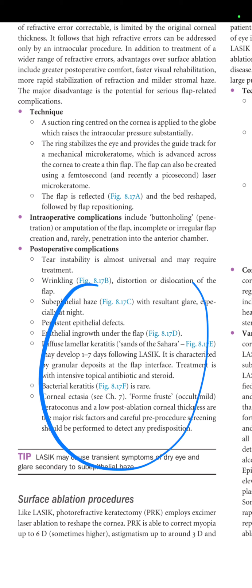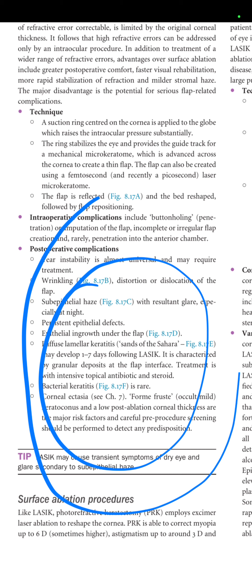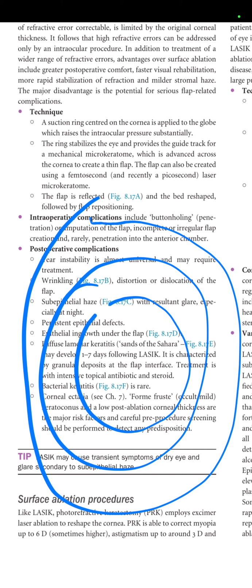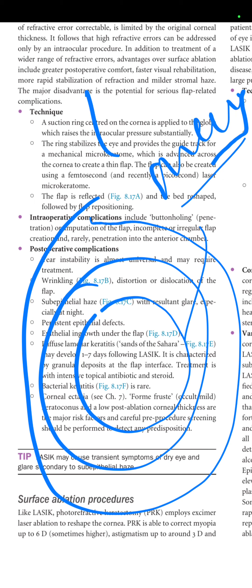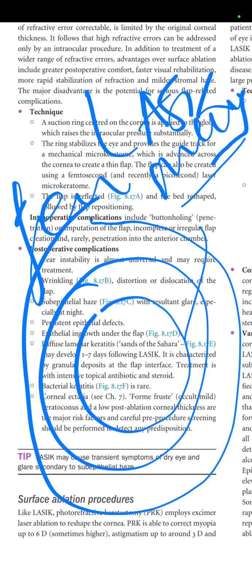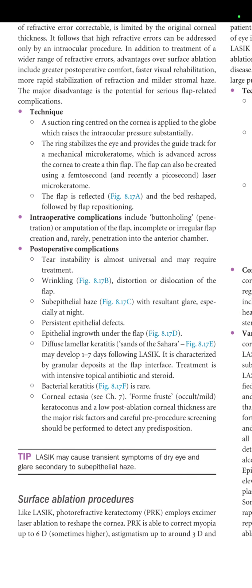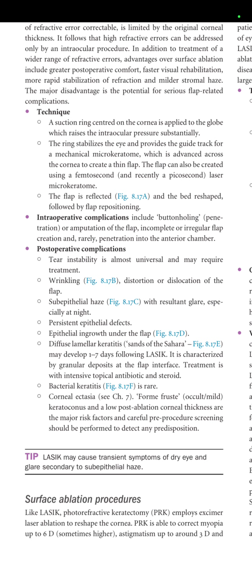So I told you earlier, you have to stabilize the eye first. You stabilize it with the suction ring, and then you place a keratome. It can be manual. When the manual keratome is used, it is called simple LASIK, but when the femto laser is used, it is called femto LASIK. And then when the flap is raised, you reshape the cornea by applying the excimer laser, and then you put the corneal flap back.